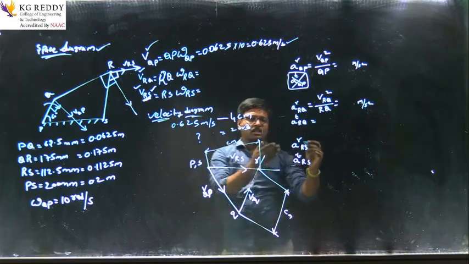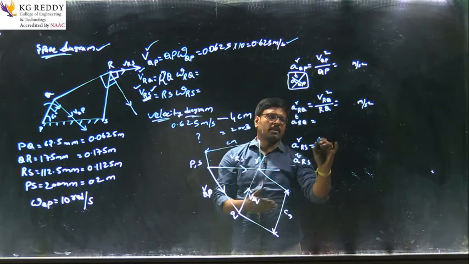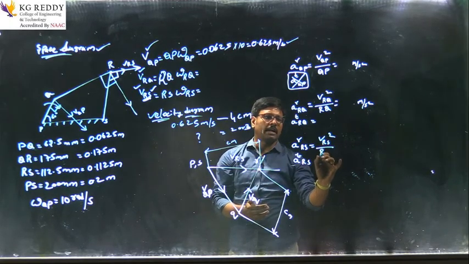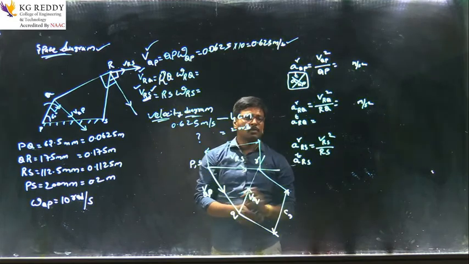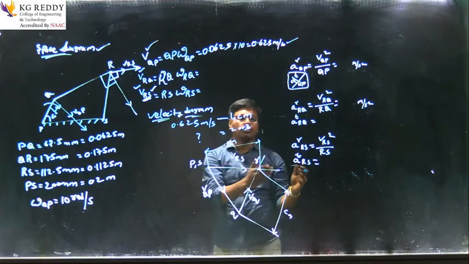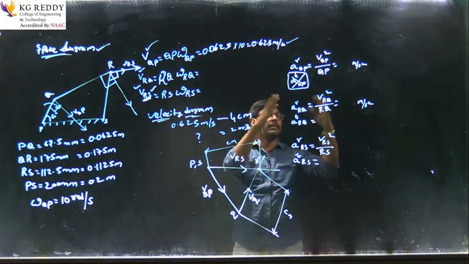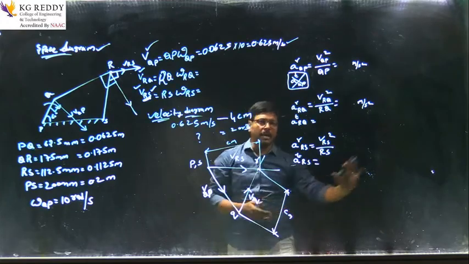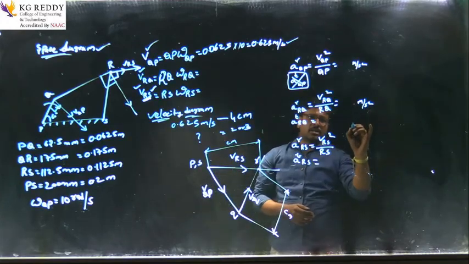This value comes from the diagram, right? The next is the same: the velocity of R with respect to S whole square by RS. This is the length of the link, which we can get from the diagram. So these are the terms that we have to get from the formula and from the diagram. Now coming to the acceleration diagram.